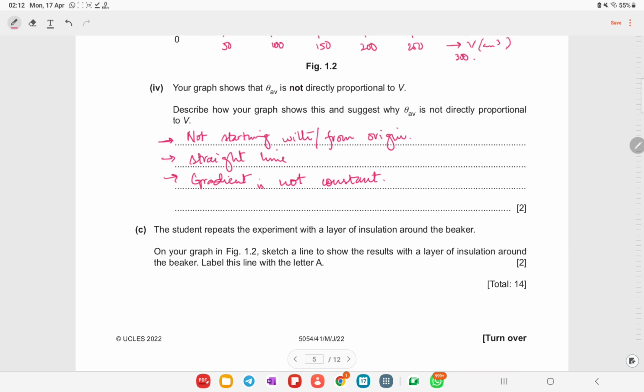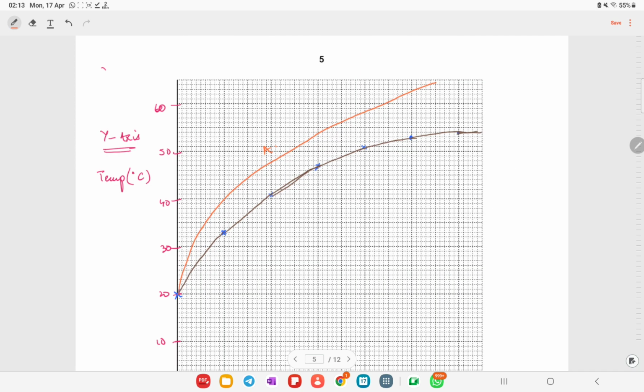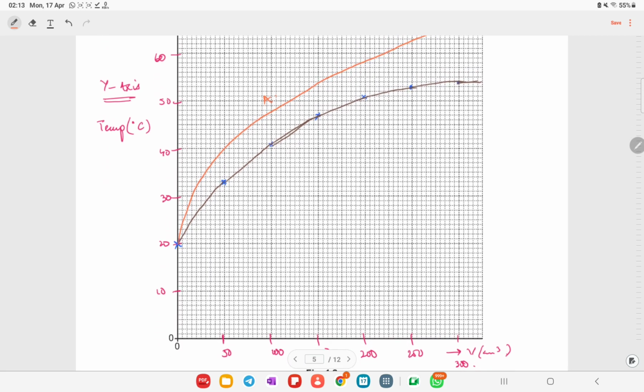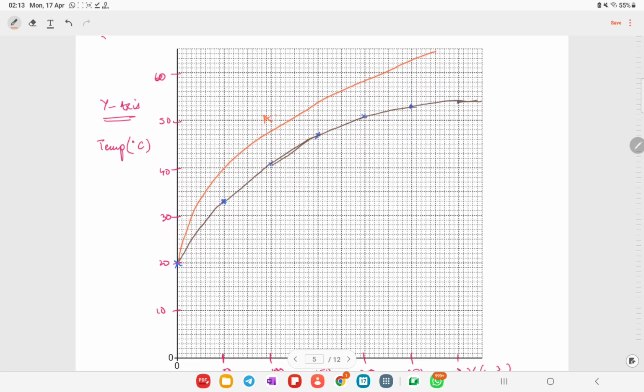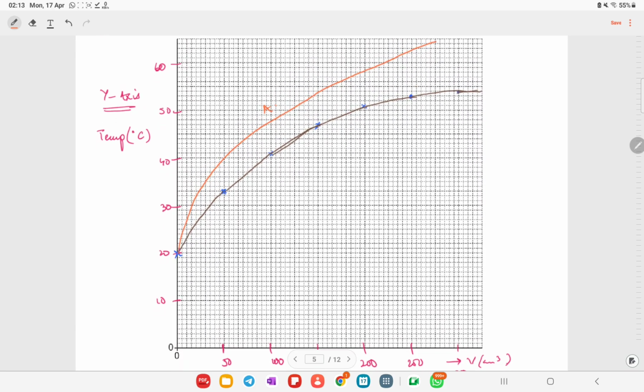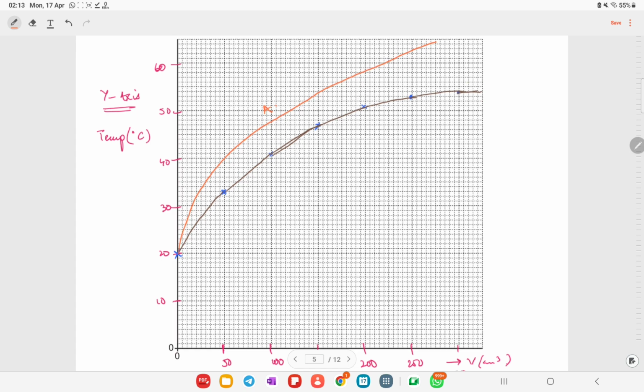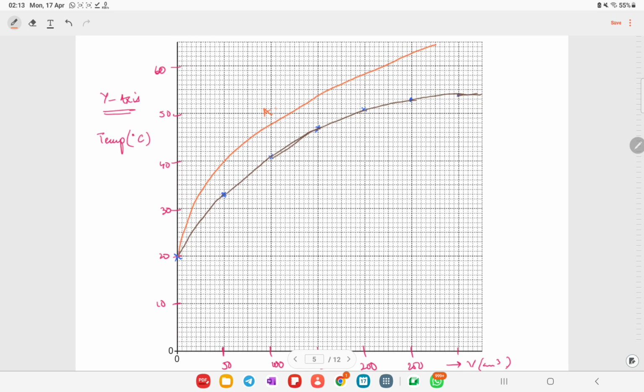The student repeats the experiment with a layer of insulation around the beaker. On your graph in figure 1.2, sketch a line to show the results with a layer of insulation around the beaker. Label this line with the letter A. Obviously when you have insulated your beaker, the temperature is going to decrease less compared to the one without insulation. So here's the graph for this. That is the answer for question C. Moving to the next question.